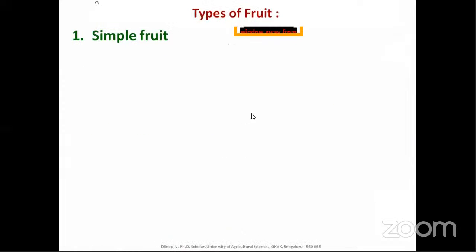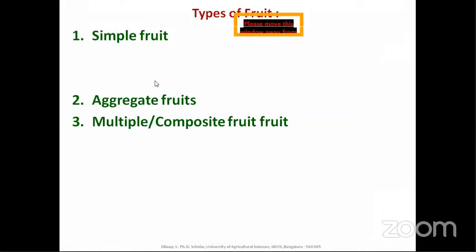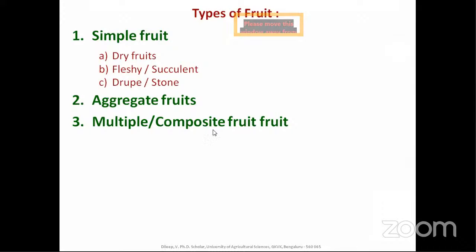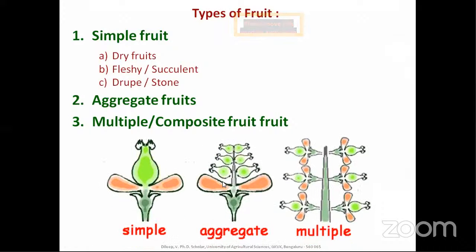Moving further, the types of fruit: simple fruit, aggregate fruit, and multiple or composite fruit. In that there will be subdivisions: simple fruit, dry fruit, fleshy fruit, drupe, or stone. So what is simple fruit? Why is it called simple? Because, as we can see in the flower, a fruit developed from one ovary is called a simple fruit. It's a single-purpose ovary. So it is very simple, without any demarcations or further complicated things.